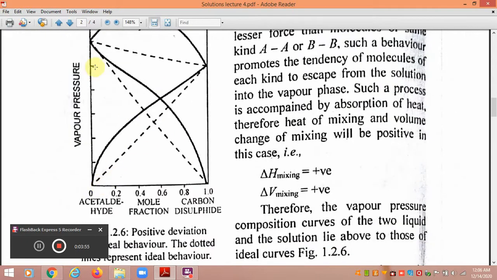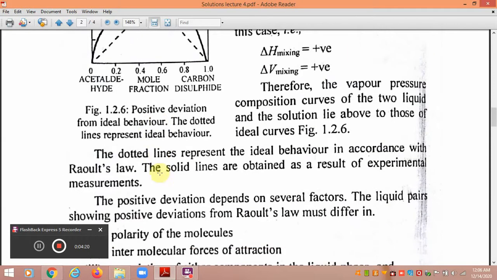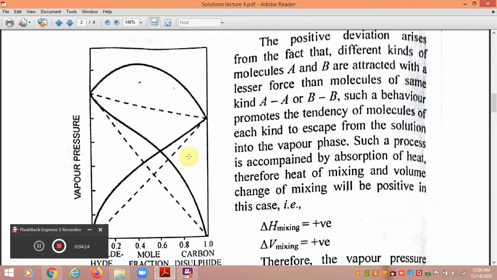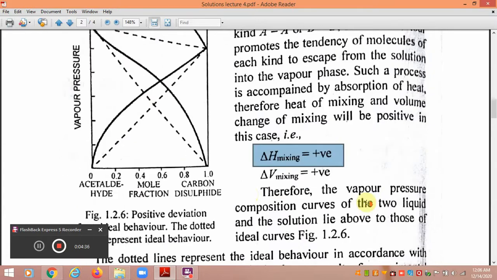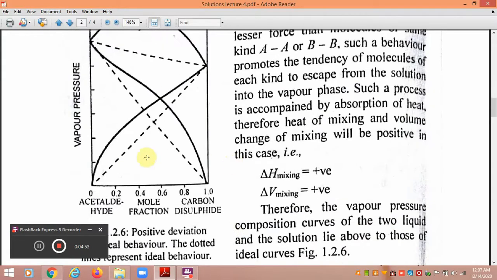Here these are the dotted lines. The dotted lines indicate the variation of vapor pressure with composition for an ideal solution. These are according to Raoult's law for the individual components, and this is for the mixture, the solution. But in a positive deviation, you will find that the vapor pressure, either for both components or for the solution, is greater than that obtained from Raoult's law. Here delta H of mixing is positive and delta V of mixing, the change in volume, is also positive. Therefore, the vapor pressure composition curves of the two liquids and the solution lie above the ideal curves.